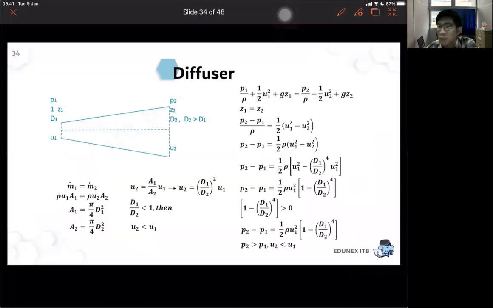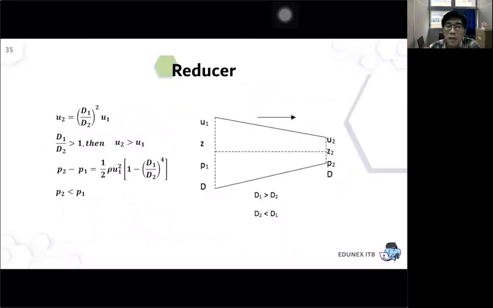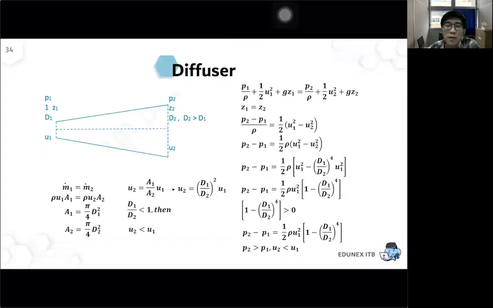Okay, last time we already discussed the pipe fitting. The pipe fitting is a tool or device used to connect different sizes of pipe. For example, that's one purpose of pipe fitting. And from the example, we use two types of pipe fitting, which are diffuser and reducer. Both are connecting two different sizes of pipe. Diffuser is connecting smaller to larger, and reducer is vice versa.